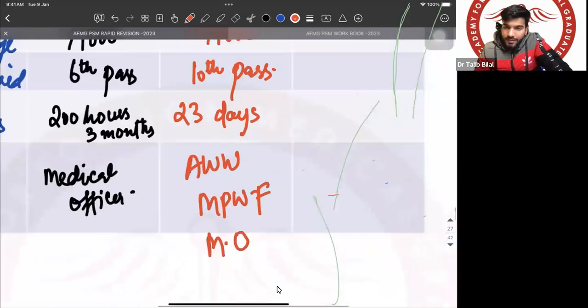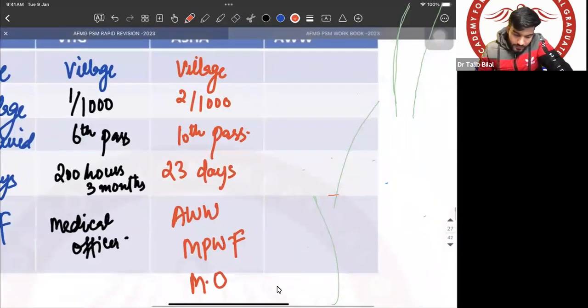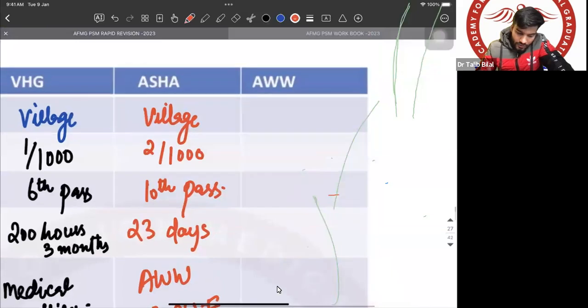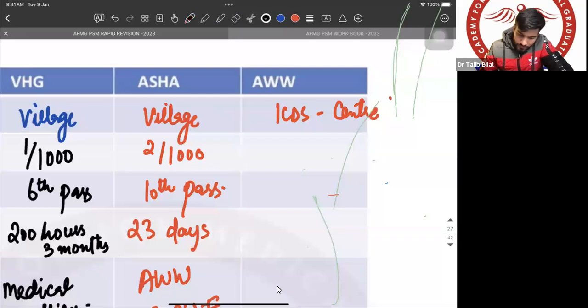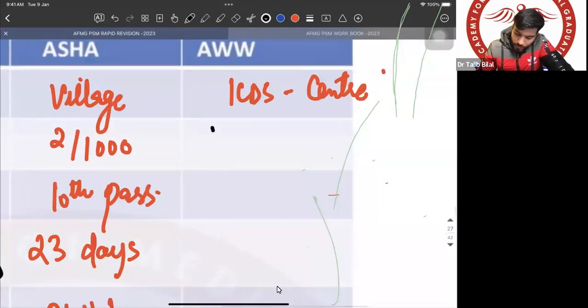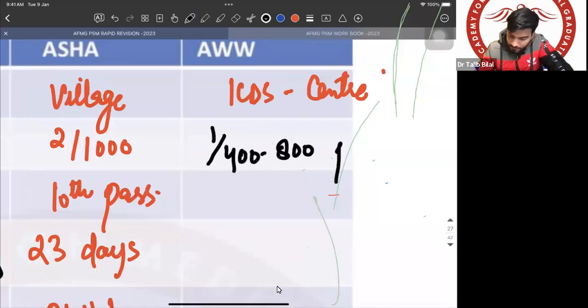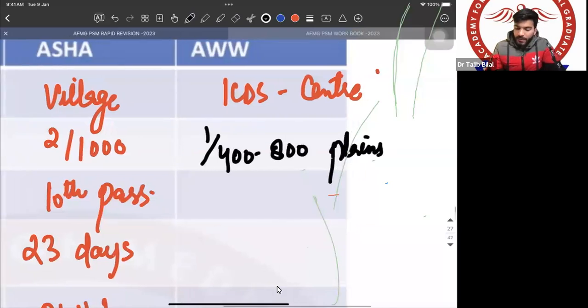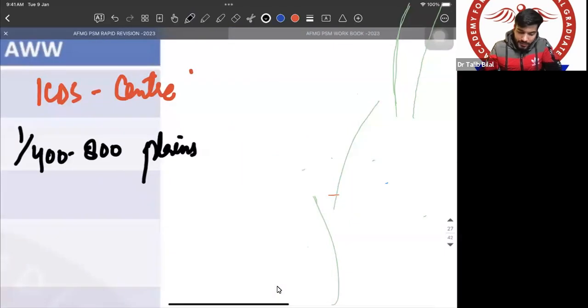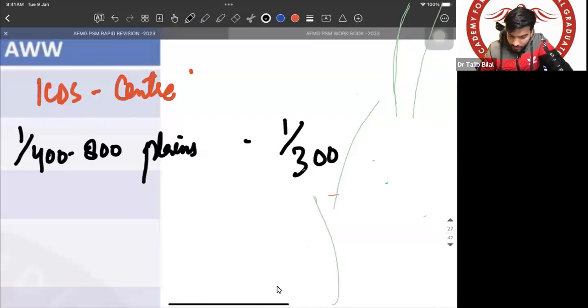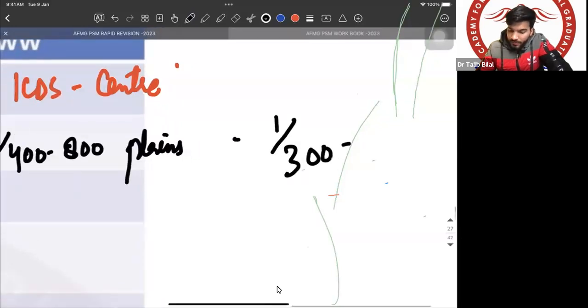Guys, I have marked it in red color. Asha, please remember. Then the last, guys, the Anganwadi center. She's at what center? ICDS center. The population for plains is 1 per 400 to 800. But for hills, it is 1 per 300 to 800.